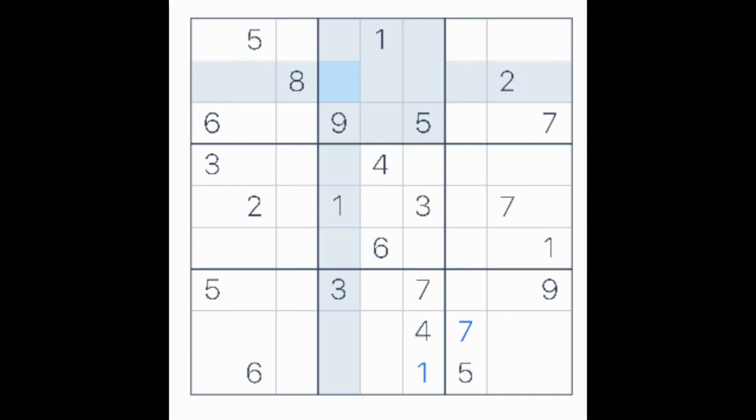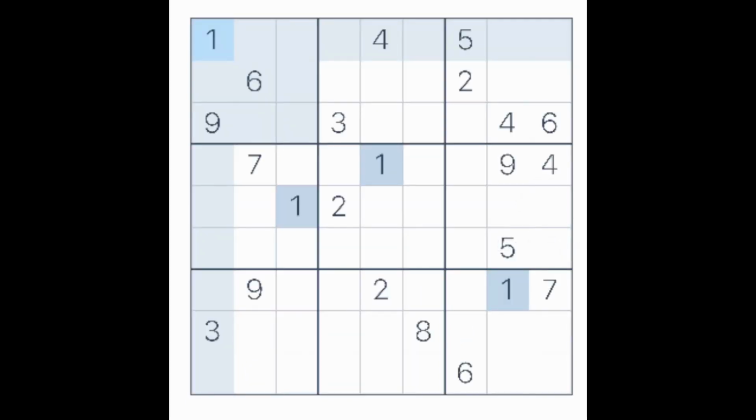Hello friends of Sudoku, this is an evil level Sudoku at sudoku.com's website. Let's see what this one is all about.